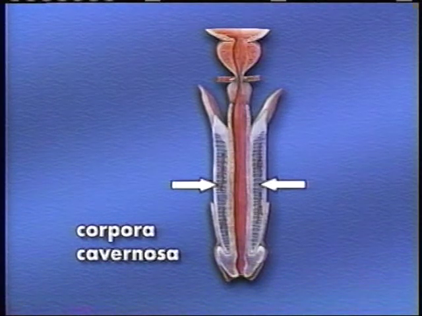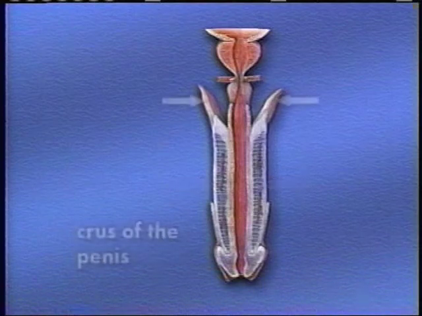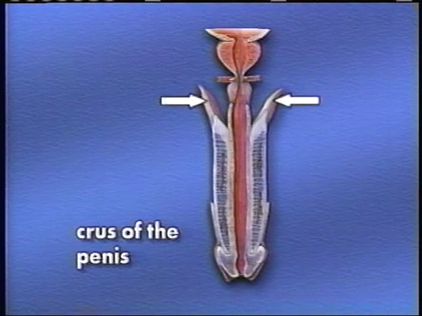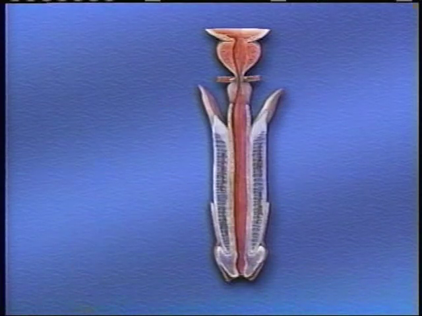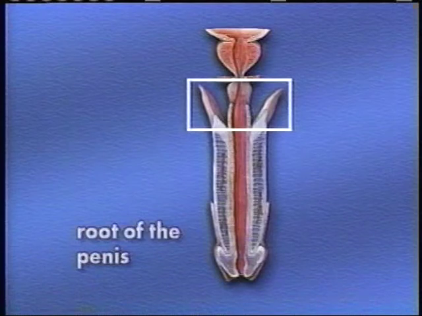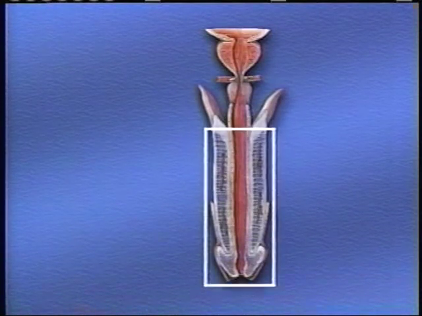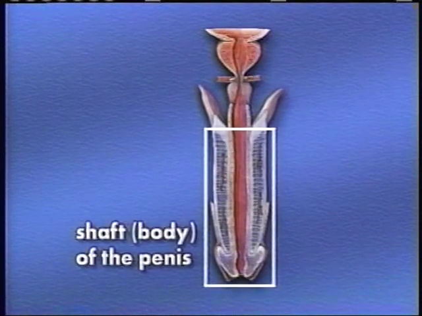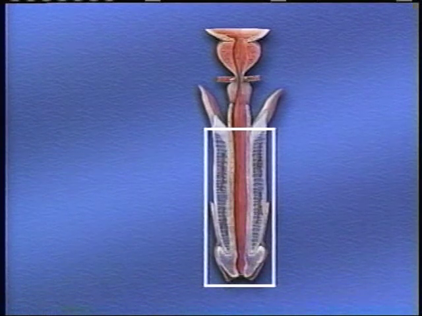The proximal end of each corpus cavernosum is the crus of the penis, which attaches to the ischial and inferior pubic rami. These two crura and the bulb form the root of the penis. The shaft or body extends from the root to the tip of the penis.